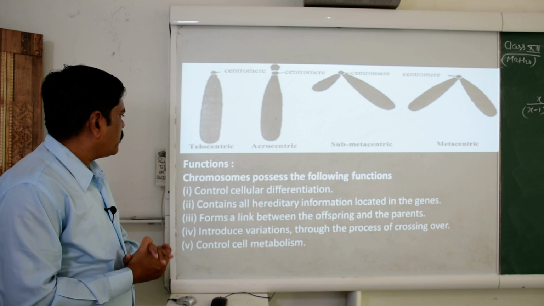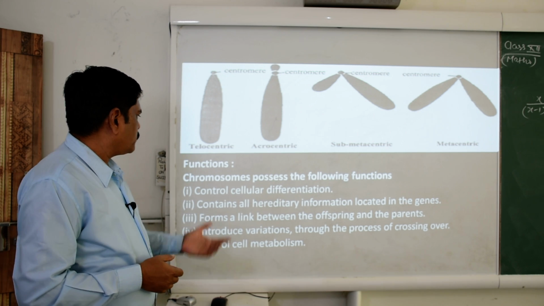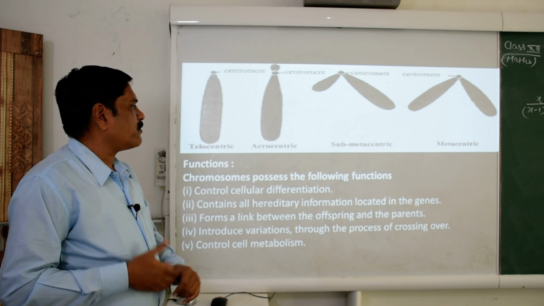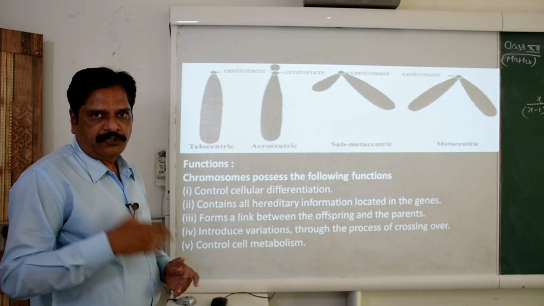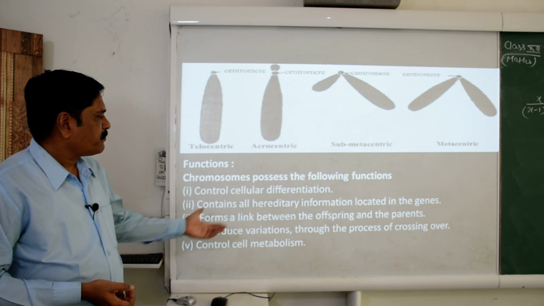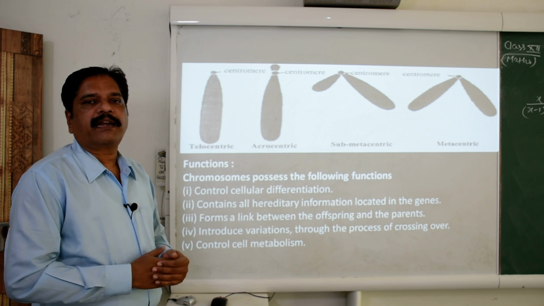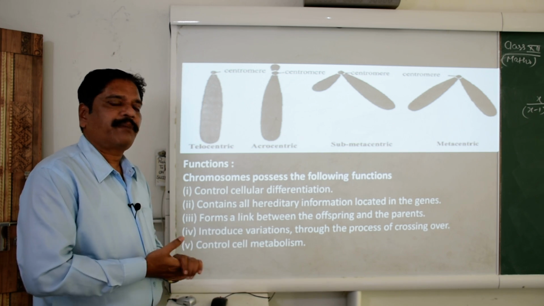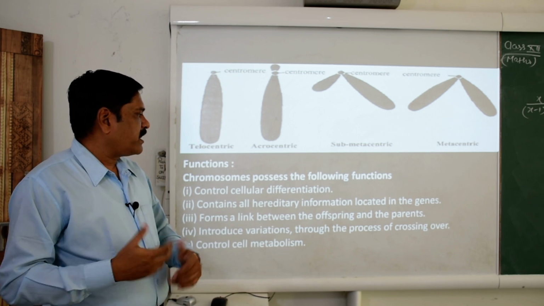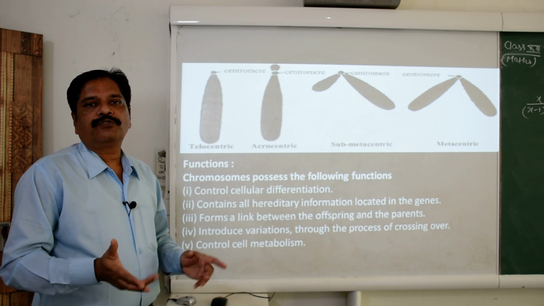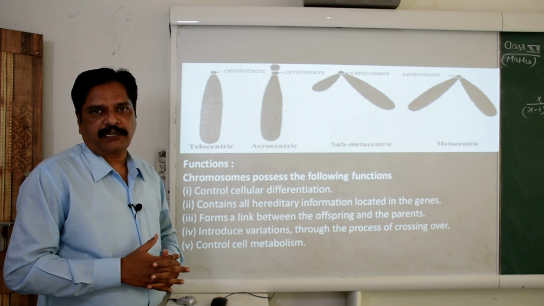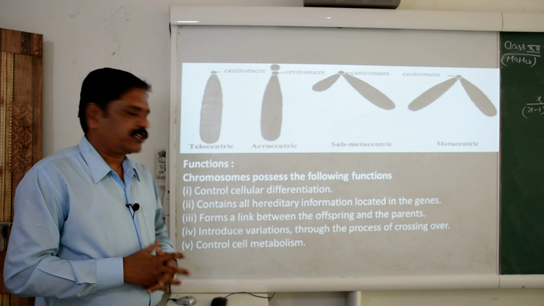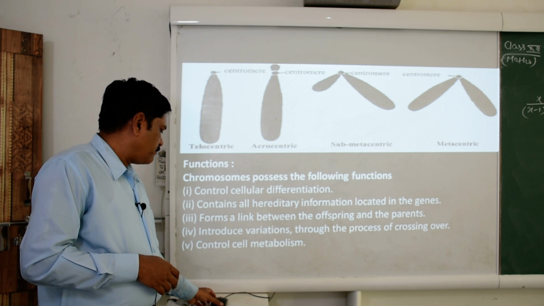The functions of the chromosome: it is basically responsible for controlling cellular differentiation. It is responsible for the transfer of hereditary information from one generation to the next. It forms a link between the offspring and the parents. Whatever character is received by the offspring is because of the parental chromosome, and it introduces variations through the process of crossing over. At the time of meiotic division, the first reductional division, crossing over occurs where the genetic material gets exchanged. It also controls cell metabolism.